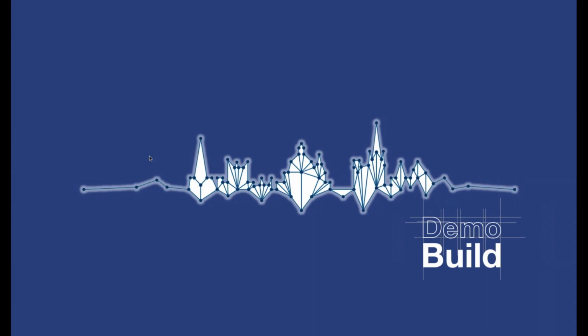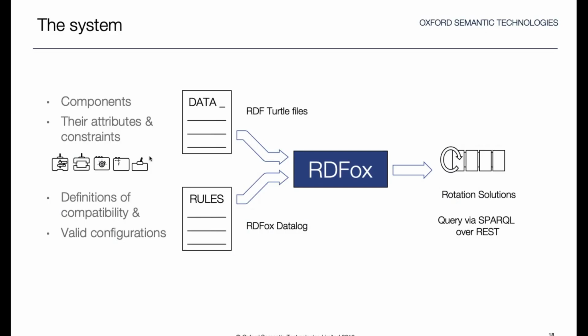Okay, so let's have a look at how this was constructed. Well, we had some initial data, all of the components, their attributes and their constraints. And this was our input data to the system. I'll show you an example of that in a second. And the form that took was RDF Turtle files input as data, input as triples into RDFox.